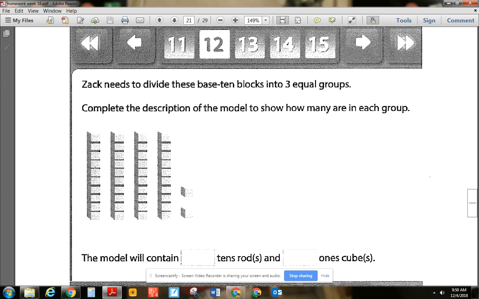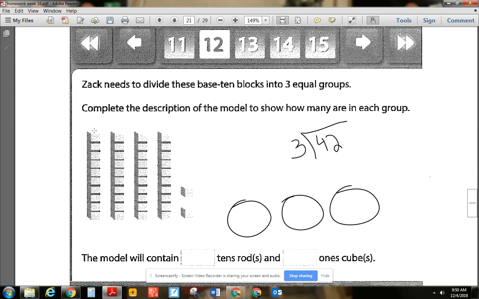So here we go. We've got 10, 20, 30, 42. We've got 42 total divided by 3. We're going to put them into the 3 groups, right? So 1, 2, 3 groups. This first 10 we can put here, second 10 we can put here, and this third 10 we can put there. So we've used these 3 tens, right?